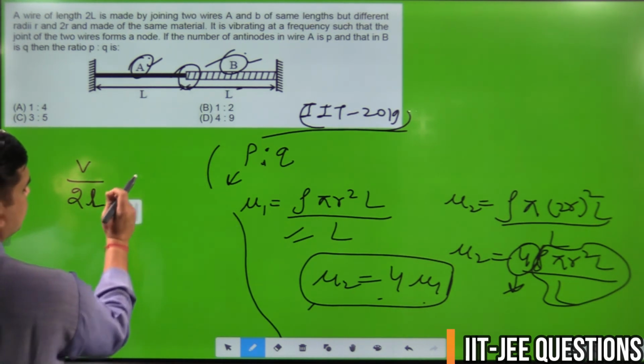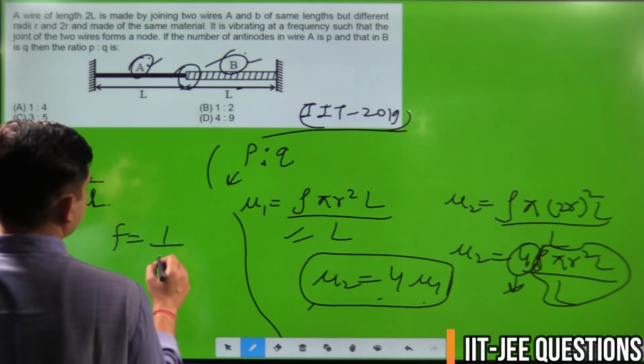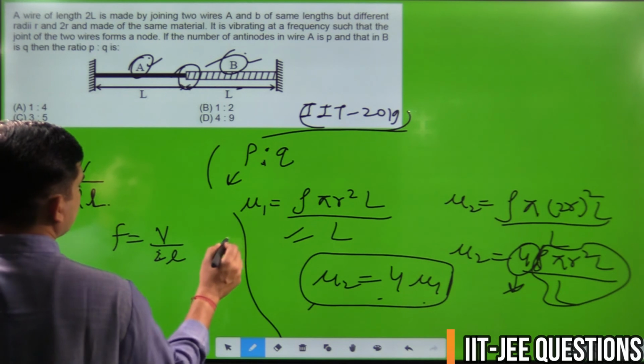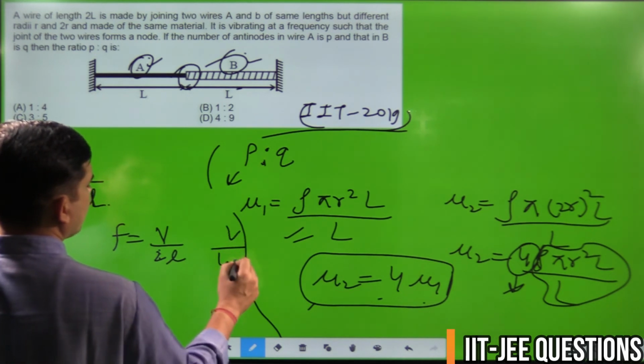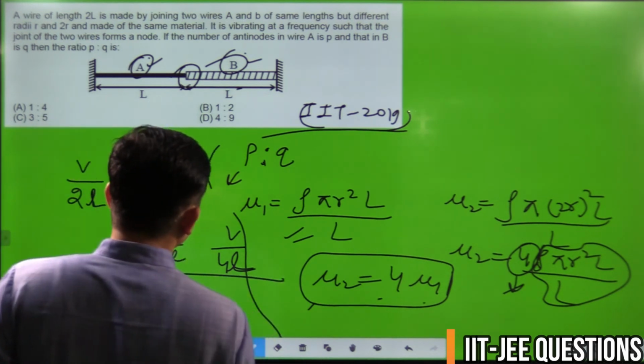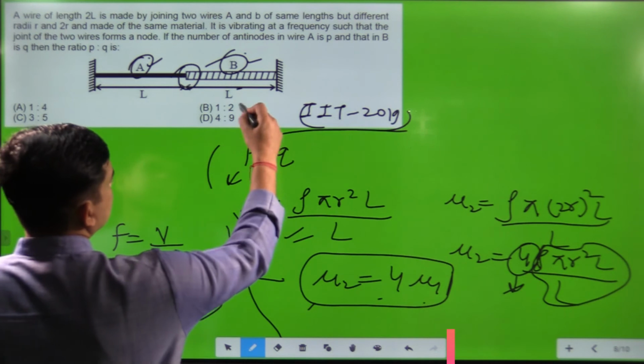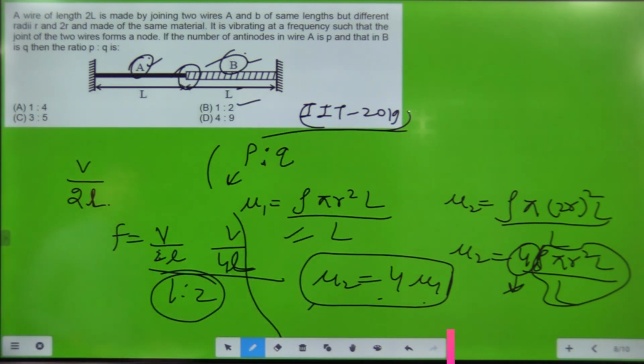Frequency: the difference of frequency is V by 2L and V by 4L, and it is clear from this formula that the ratio will be 1:2. B is the right answer.